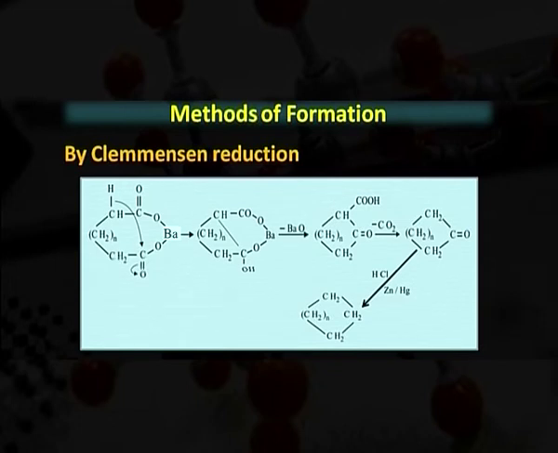Here we are seeing that this reaction is going on in the forward direction. Using this dicarboxylic acid, when reacting with zinc and mercury in presence of HCl, we are getting cycloalkane.